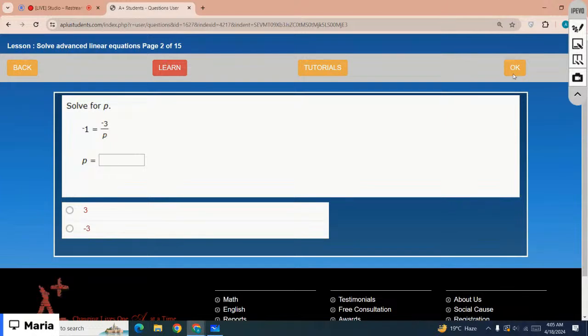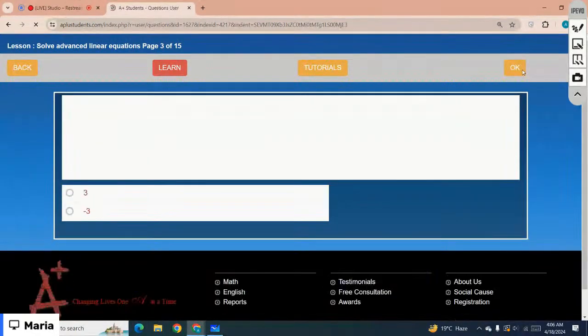Solve for P, that's the one we just did in the tutorial, right? So which is the correct option? The correct option is p equals 3. That's the one we did in the tutorial, isn't it?